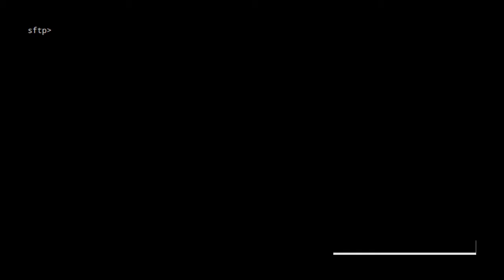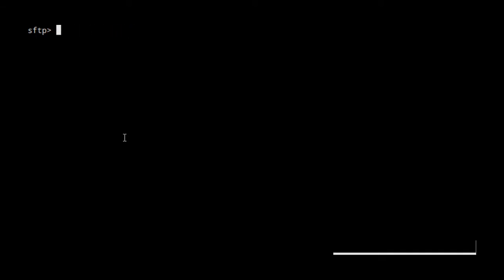In this video, I'm going to show you how to download files from the server to your computer with SFTP. To download a file, first you have to navigate to the directory on your server where the file can be found. Once you found it, you can use get path to the file.